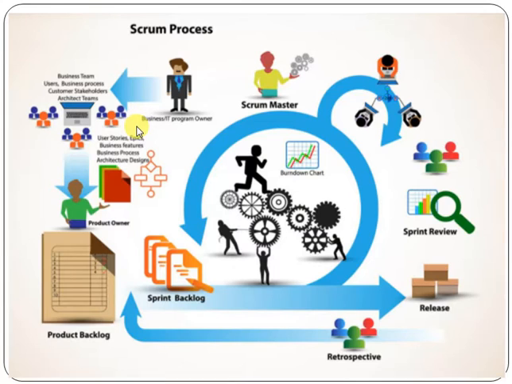Now, what is the Scrum process? When we talk about the Scrum process, friend, we basically have three very important roles. One is the product owner, one is the Scrum master, and one is the Scrum team.